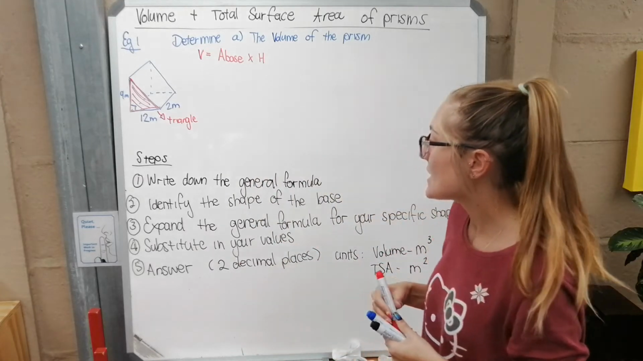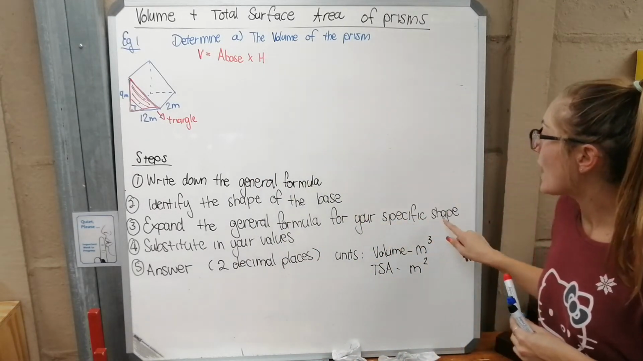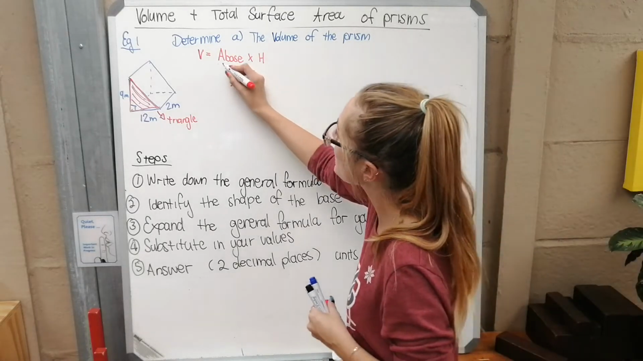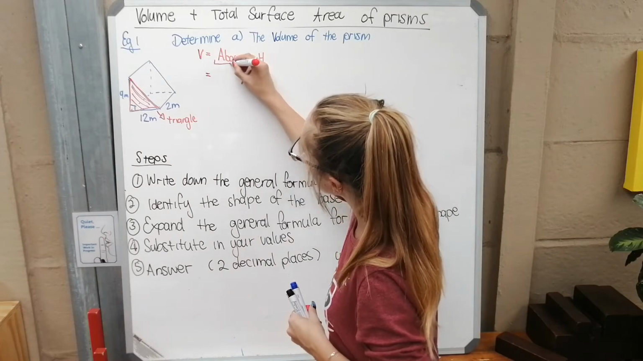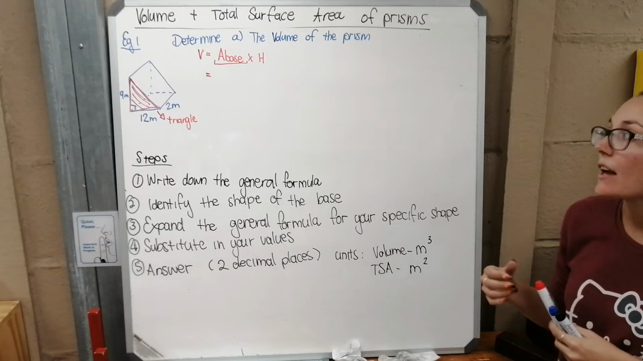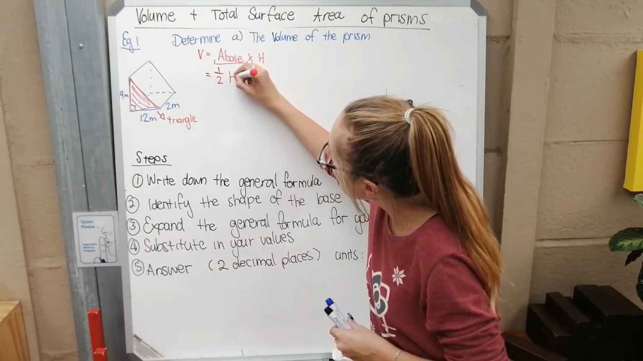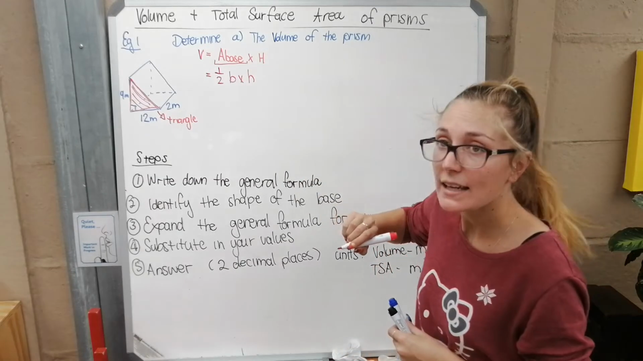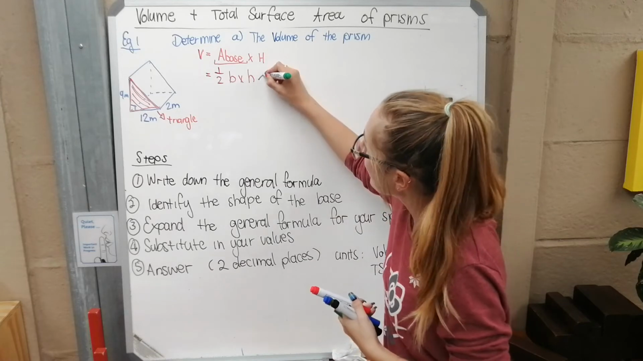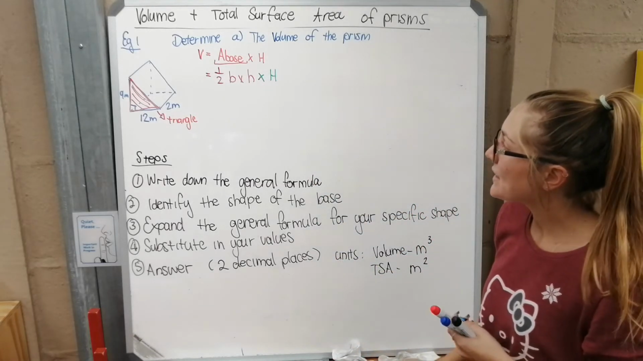Step 3, we're going to expand our general formula for our specific shape. So our specific shape is a triangle. That means we need to expand this area of base to the area of a triangle formula. Now the area of a triangle formula, I hope you remember, is half base times perpendicular height. So that's the expansion of area of base, and then we must multiply that by the height of our prism.